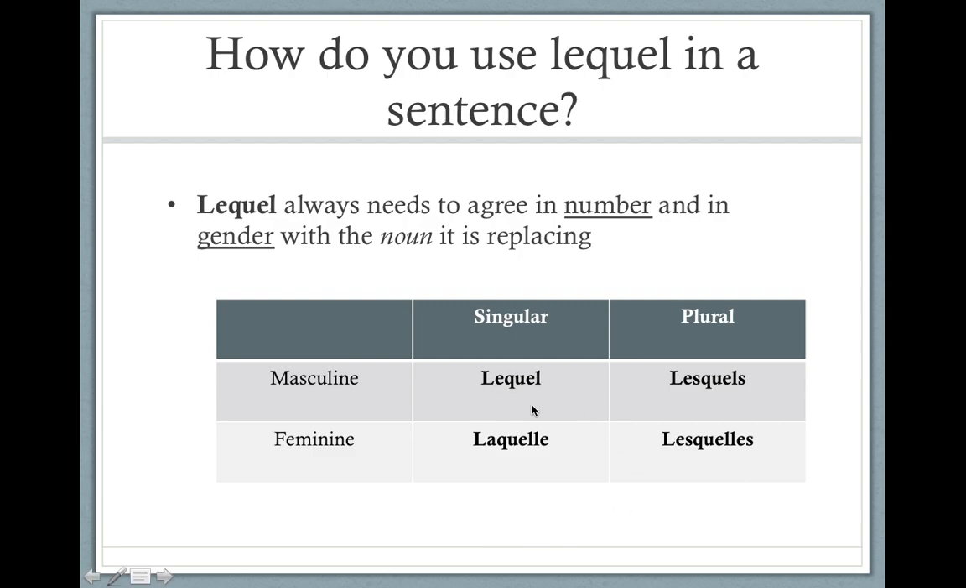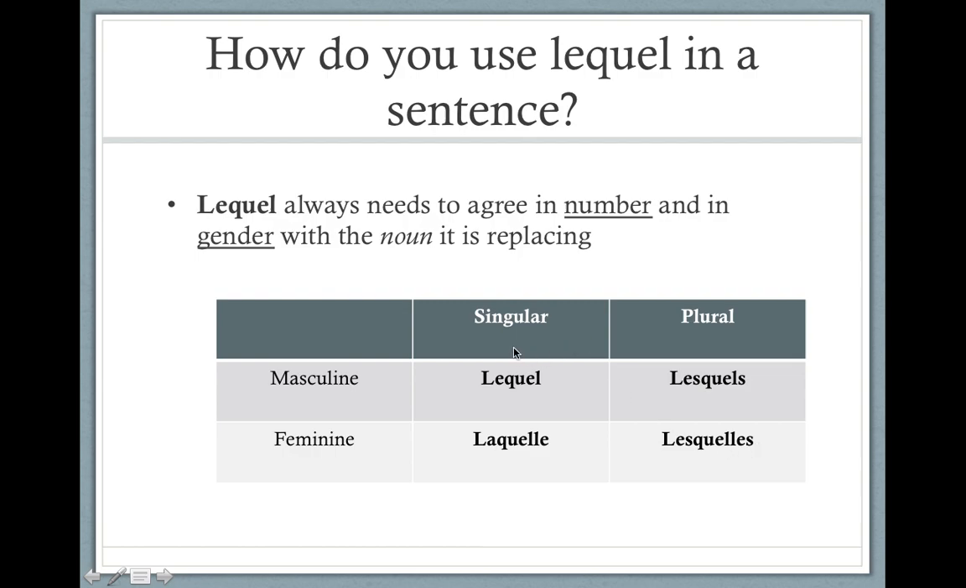So this is the standard format. This is the one that we've been talking about. This is what you would use if the noun that you are replacing is singular and masculine. If it is masculine but plural, you add an s at the end. If it's feminine and singular, you change the le to a la, and then you add another le at the end. If it's feminine and plural, you have les, and then quelles with the les, and then an s.